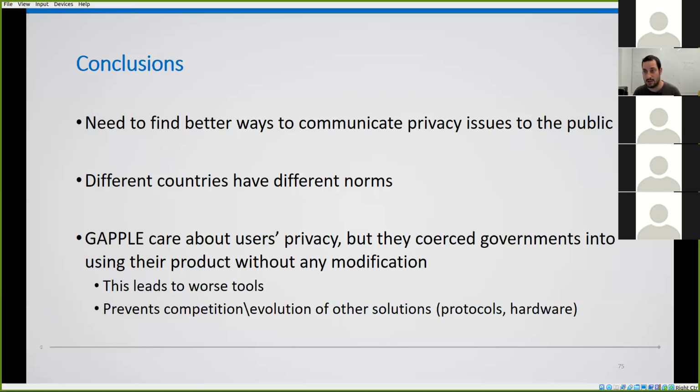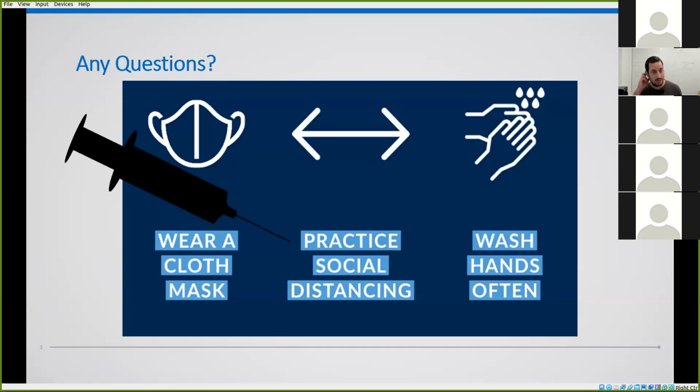And to summarize, I will be happy to answer any questions. And again, I think that the best solutions that we still have are maybe the already known ones. We should wear a mask, wash our hands, social distance, and get vaccinations if you can get them. Thank you very much, and I'll be happy to answer any questions.